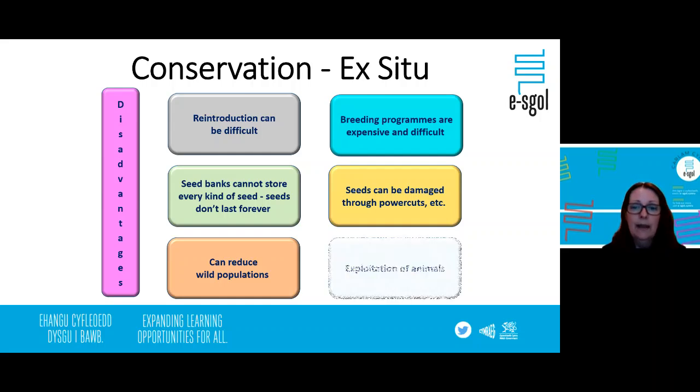There's also the idea that if we try to conserve outside of the native environment, then that's reducing the population of organisms in their native environment. So we take them out, and you can see that we're exploiting the animal, and we're also not conserving in situ, so we're reducing that wild population. So those are two further examples of ex situ conservation disadvantages.